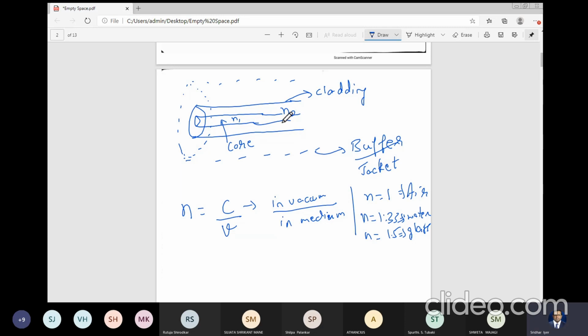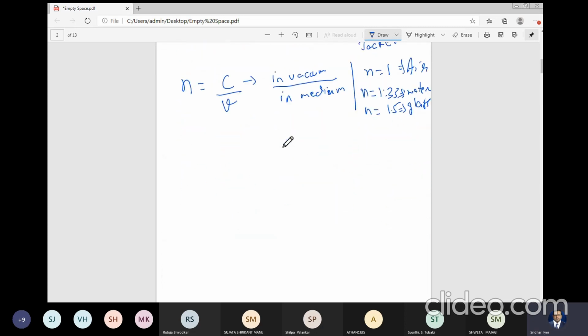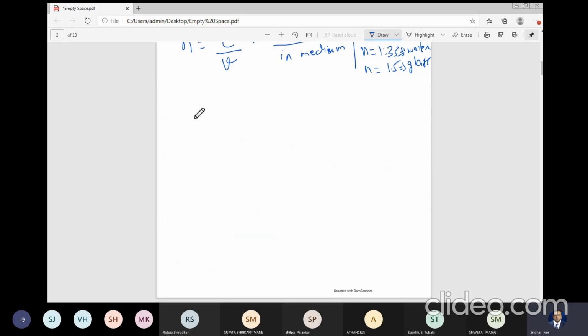If you want to see, you can also view from a front end how the fiber would look like. So from the front end, this would be the core, this would be the cladding, and then you would have a buffer. Right? So this will be a core. So I'm just going to write N1. This would be the cladding. This would be N2. So the fiber would look like this from the front end.